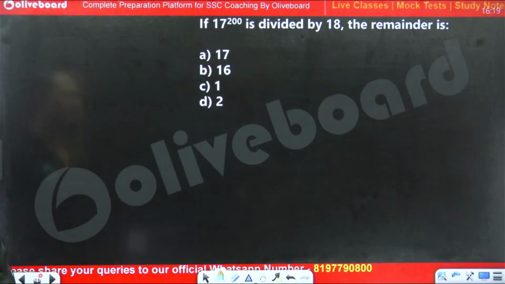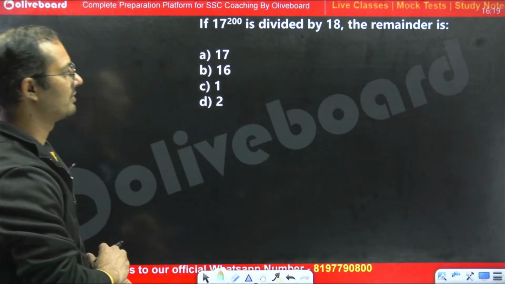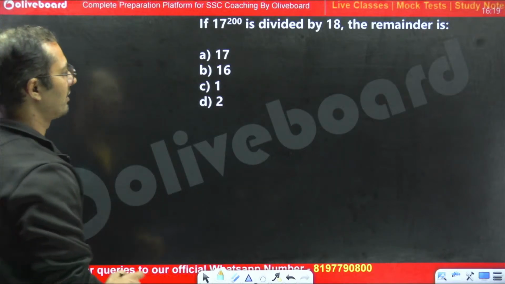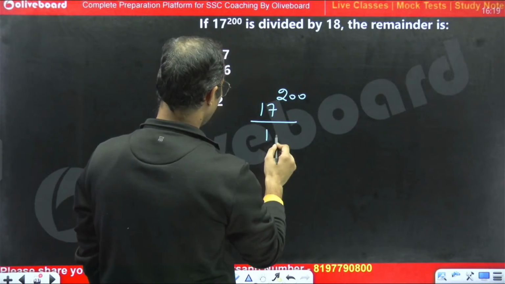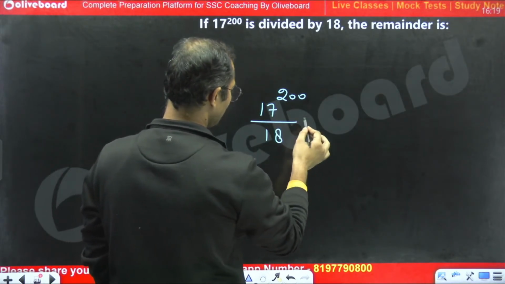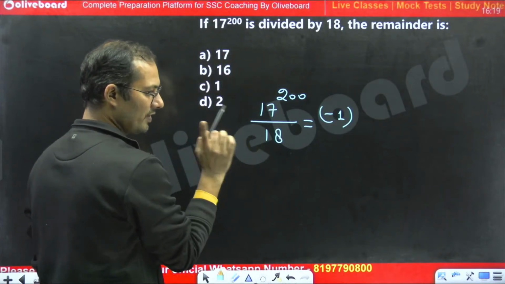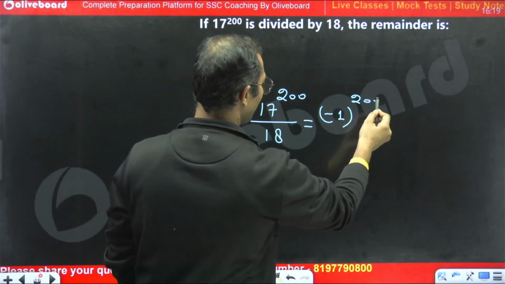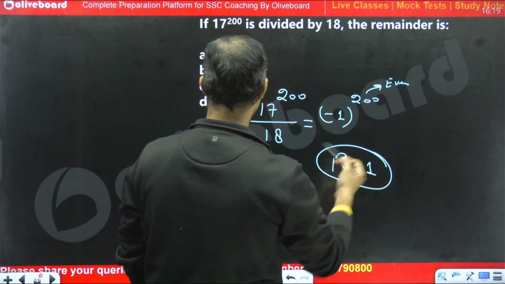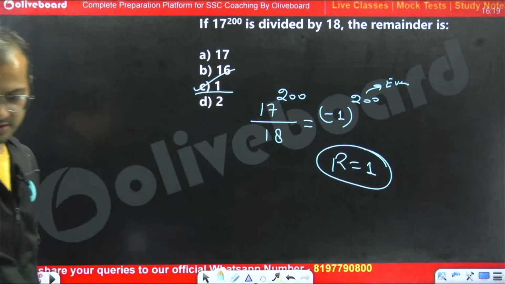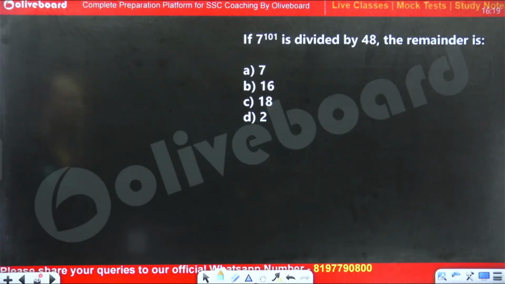Now tell me the answer of these questions. 17 to the power 200 is divided by 80, what would be the remainder? Here the base is 1 less, so minus 1 to the power 200, the power is even, so the remainder is 1. So option C is the right answer, no problem. Now tell me the answer of this.